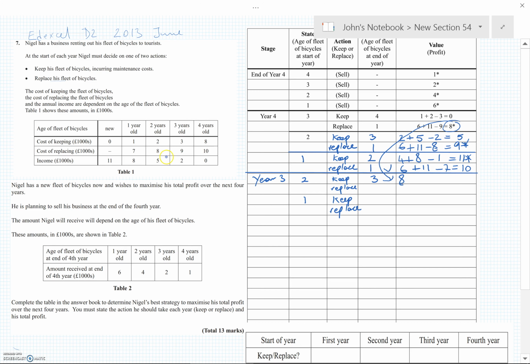Okay, now we will have generated an income of 5, but we will have had a replacement cost of 2, which gives us a total of 11. Now considering if in year 3 state 2 that we had 2-year-old bicycles and we replaced them, they would be new at the beginning but 1 year old at the end. So this time we're pulling down state of 1 from before, so that's the 11 from before.